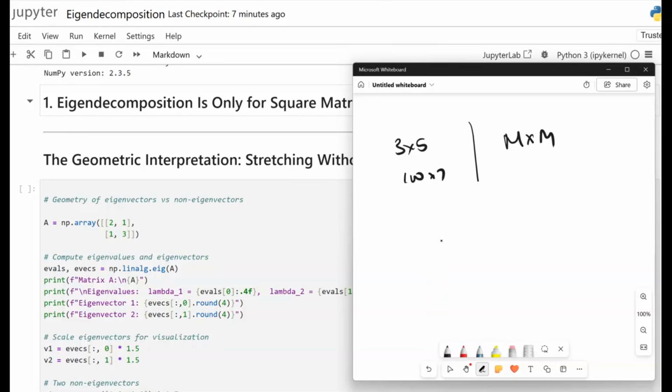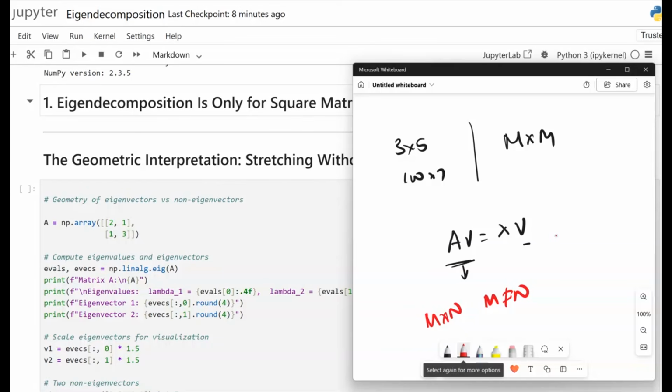Because an eigenvalue equation, AV equals lambda multiplied by V, requires that a matrix-vector product AV produces a vector with the same dimension as V. And here, if A is an M by N matrix with M not equal to N, then AV is an M-dimensional vector while V is an N-dimensional vector.